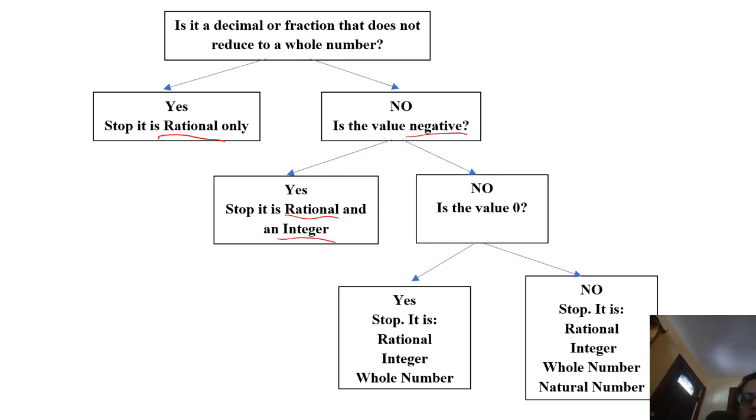But if the answer is no, you have one more question to ask. Is the value 0? If the answer is yes, it is rational, integer, and whole number. But if the answer is no, it's rational, integer, whole number, and natural number. Natural numbers are also known as counting numbers. We don't start out counting with 0.